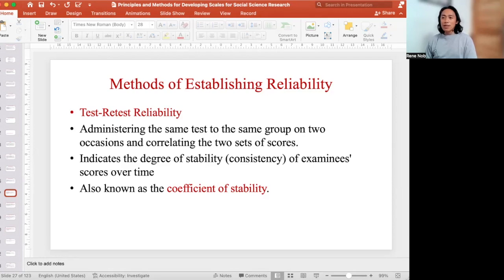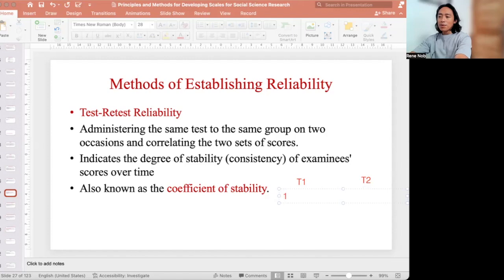So you administer the same test on the same group on 2 occasions. So let's say, for example, you have time point 1 and then time point 2. So the idea is that there are a group of individuals. So participant 1, 3, 4, 5. So let's say, for example, there are more participants. And then let's say, for example, for time 1 during the first test taking, participant 1 got 23, participant 2 got 12, participant 3 got 20, participant 4 got 15, participant 5 got 24.